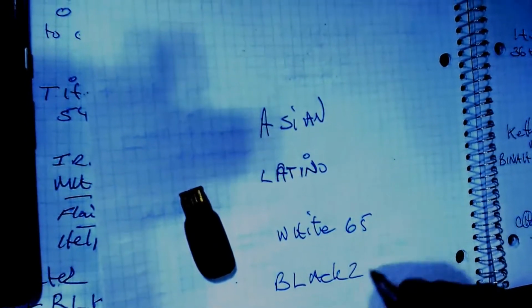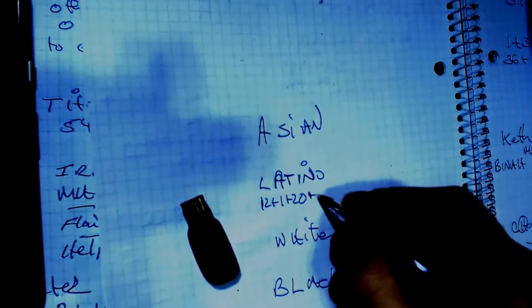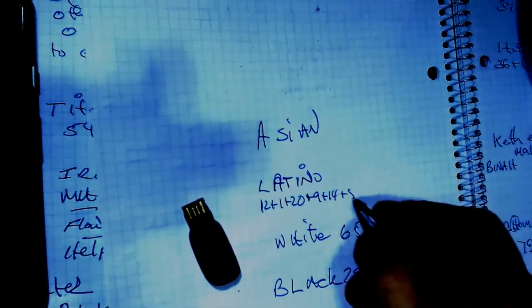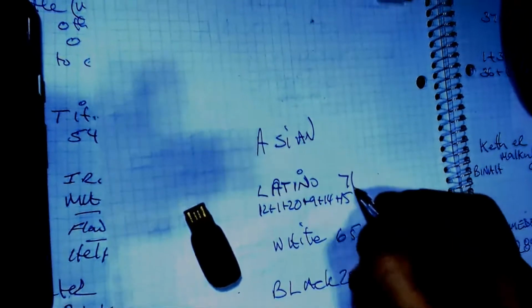So here is Asian, and then we have Latino, 9, 10. Then we have white, 65, black, 29, Latino, 12 plus 1 plus 20. I have to start writing a little bit slower. Plus 9, plus 14, plus 15: 29, 38, 48, 58, 59, 69, 71.